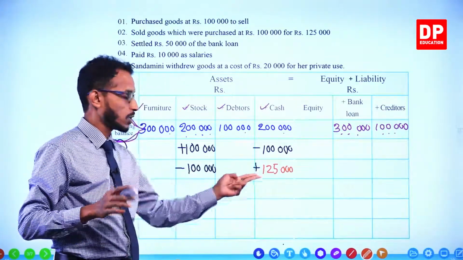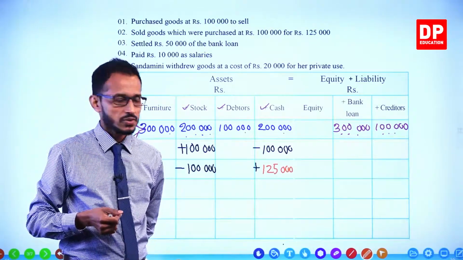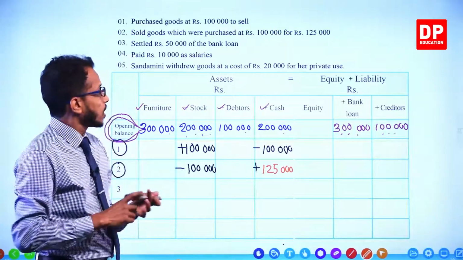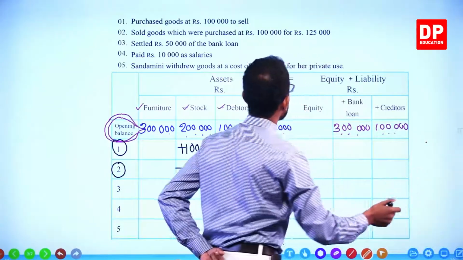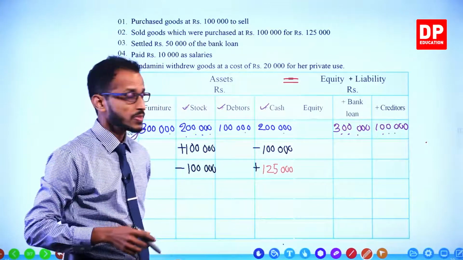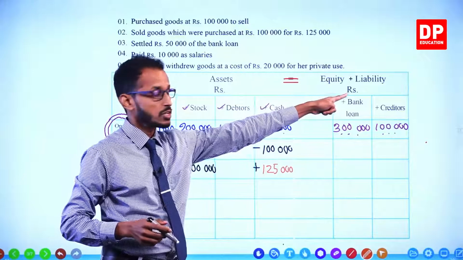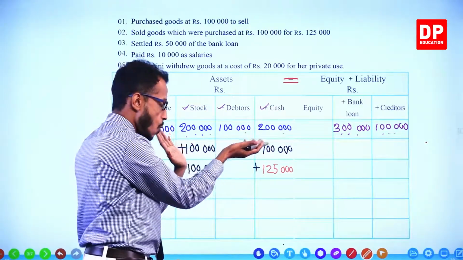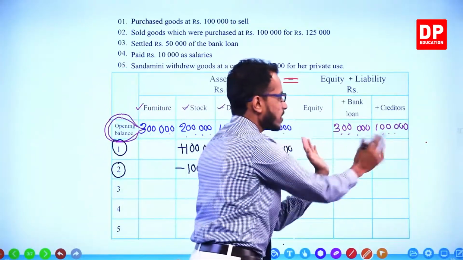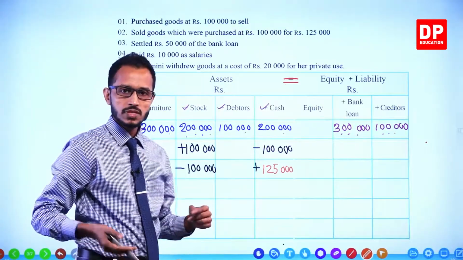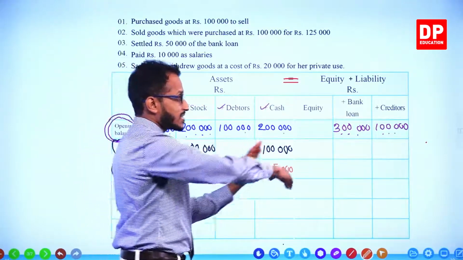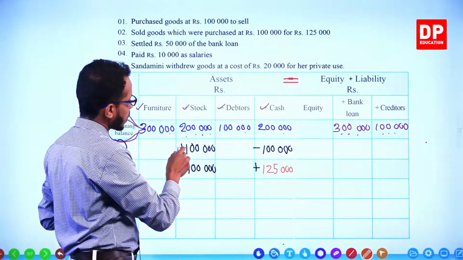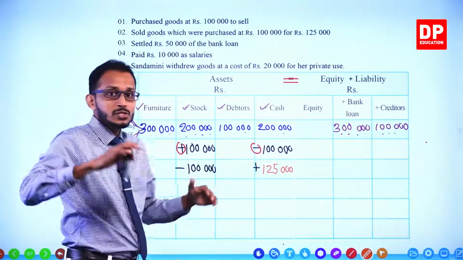But it doesn't stop with 2 entries, because there is a profit, children. And there's something else you should notice. This is the equal mark. Assets should be equal to equity plus liabilities. That means the change of value on this side should be equal to the change of value on this side. If a value changes on this side, the same value should change on this side. That's why here, 100 plus and 100 minus, there is no change.